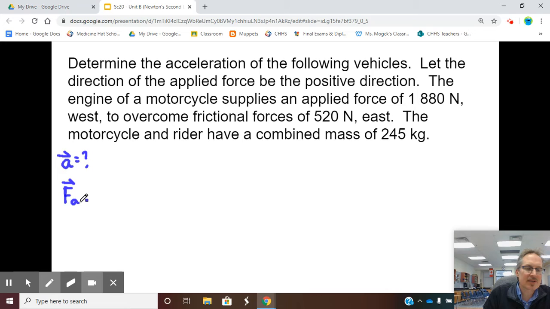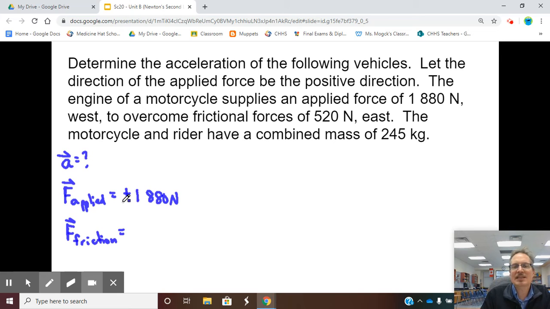And that in our book is abbreviated with an A, but I might write applied just so we don't get confused. And we said it's going to be positive, so 1,880 newtons west to overcome frictional forces. So that's force of friction. And again, in your data booklet, that's FF. I'm going to write friction because this way everybody understands me. So it's going to be applied east. So that's going to be a negative 520 newtons.